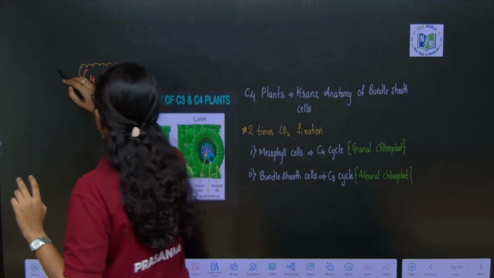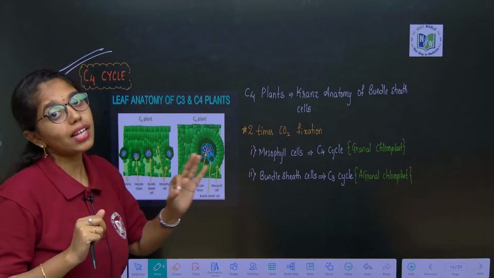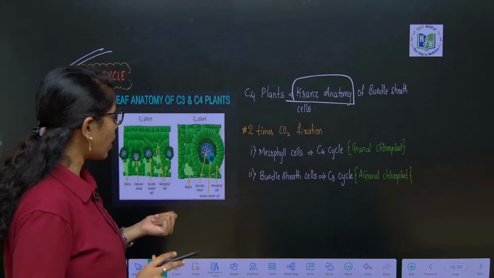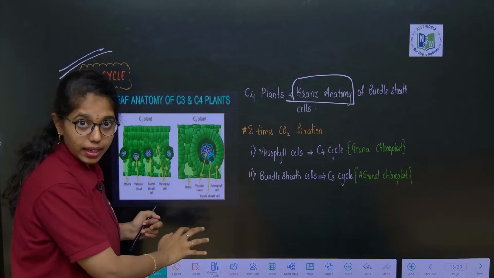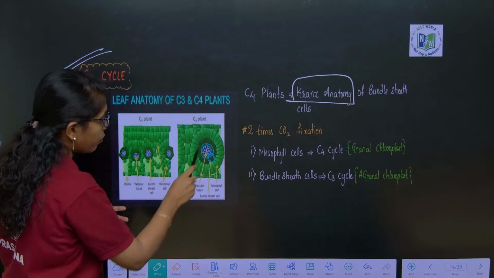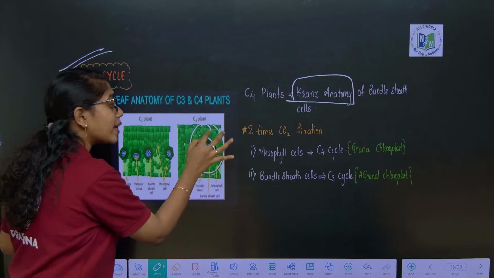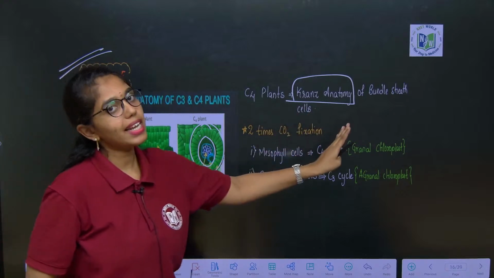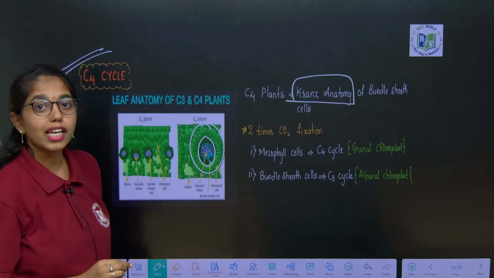Next, coming to the C4 cycle. In the C4 cycle, first you have to analyze the Kranz anatomy of bundle sheath cells. What is it? You know, these are mesophyll cells, and around the vascular bundles, a few cells are surrounded along the vascular bundle in the form of a wreath or garland. There is no intercellular space between these cells, and these cells are called what, beta?